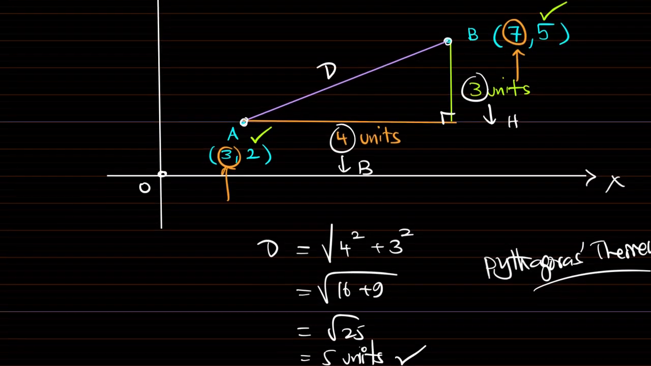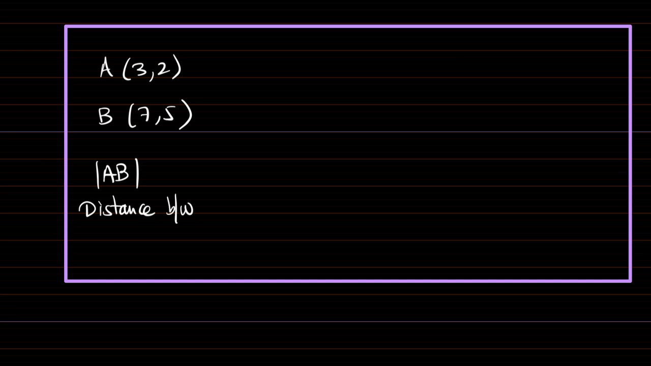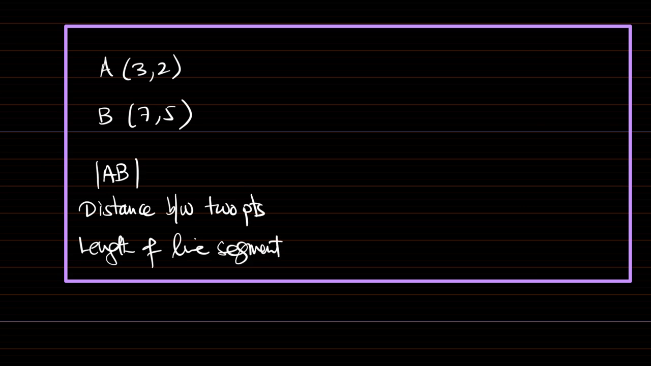So let me write down the points. So the working should be over here like this. And the first point is A, that is 3, 2. The other one is 7, 5. So this A is 3, 2. The other one is 7, 5. And the magnitude, the distance between 2 points, I can also say this is, let me first write it down. This is length of line segment AB.